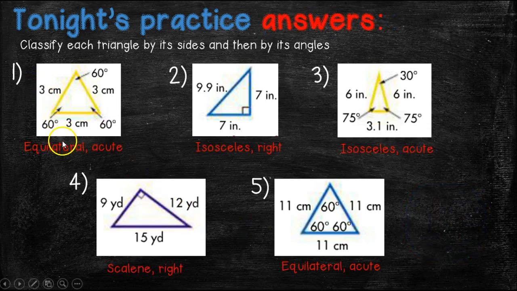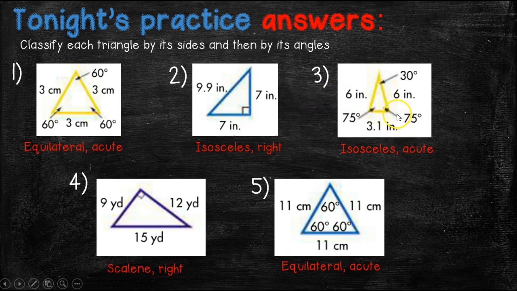Okay, number 1 is an equilateral triangle because we know that all three sides are the same because it says it right here, but we would also know because the angles are the same. And it's also acute because none of the angles is 90 degrees or greater. Number 2 is an isosceles triangle and a right triangle, and you can tell here because it has the little right symbol on the side.